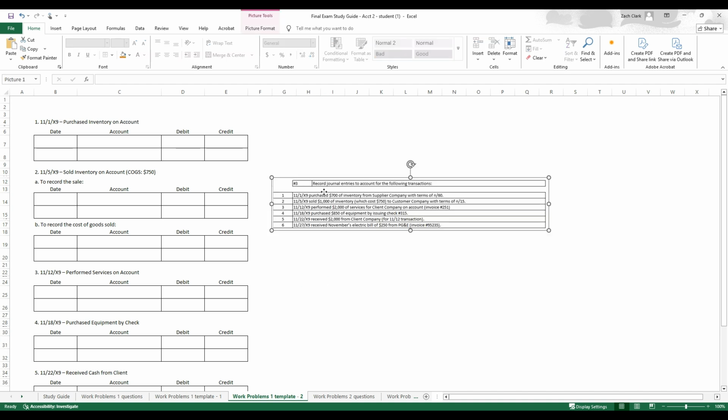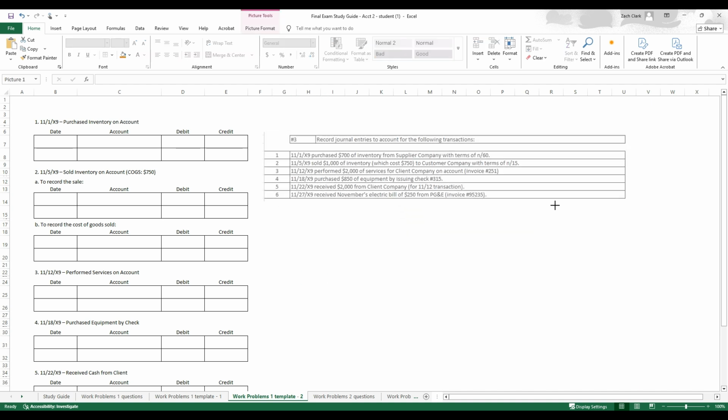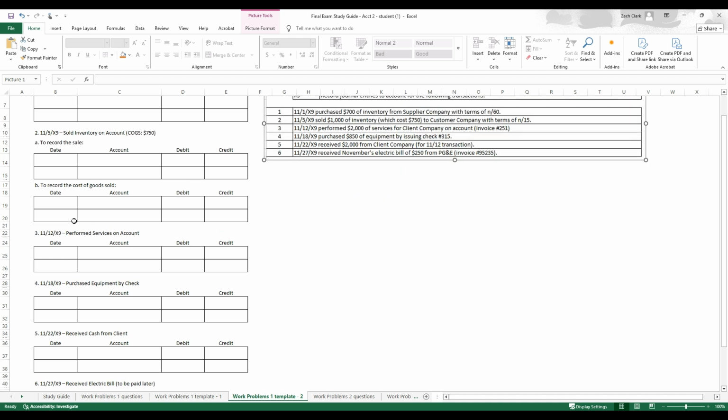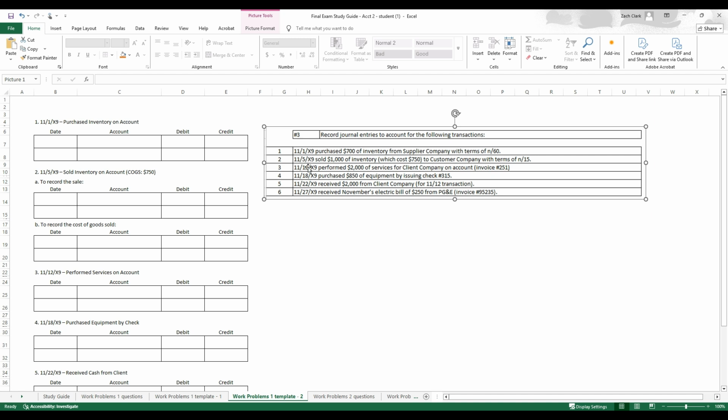Okay, I've got the second template page for putting in the journal entries. And yeah, we've got all of our 1 through 6 journal entries here, six transactions noted. So let's work through these. Okay.